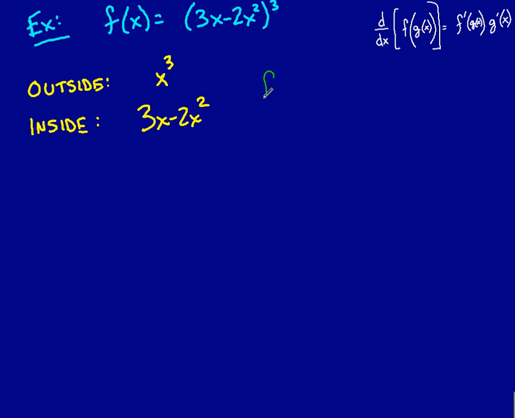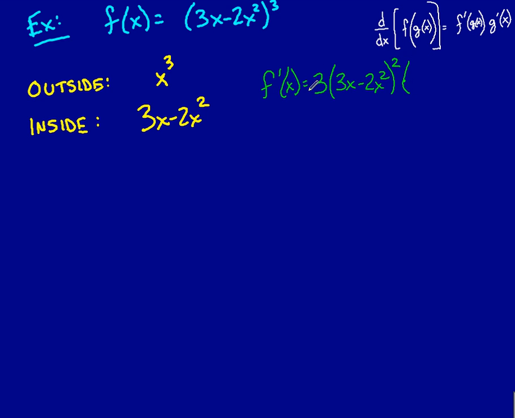So f prime of x is going to equal the derivative of the outside. Well, the outside function is x cubed. The way I find the derivative of that would be to bring the power out in front and lower the exponent by 1, to make it x squared. So we're bringing the 3 in front. That's the derivative of the outside, but it's with respect to the inside. That means I keep the inside the exact same. So I brought my 3 down in front, and now my exponent is squared. That's the first part, the derivative of the outside with respect to the inside. The last step, though, is I need to multiply by the derivative of the inside.